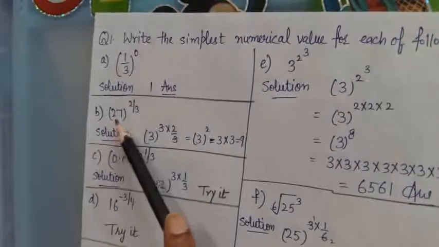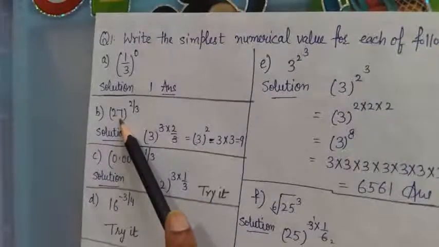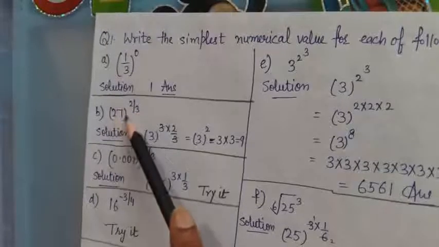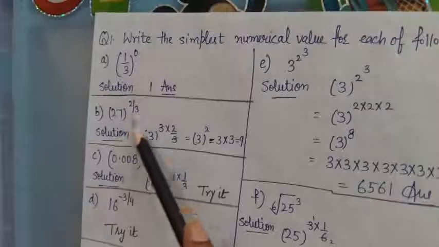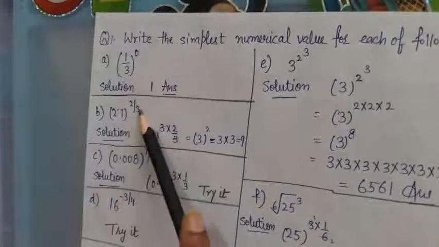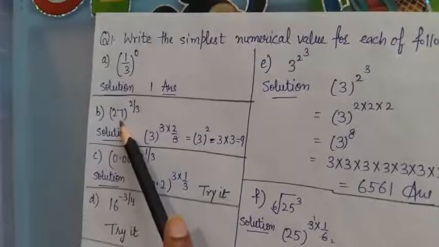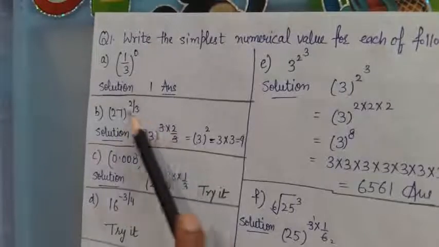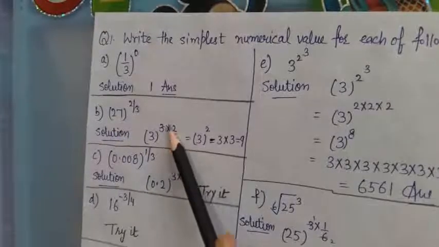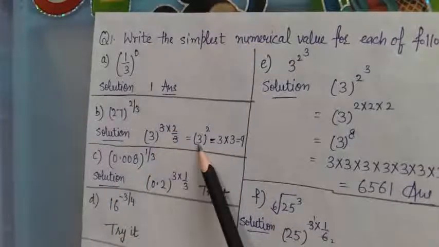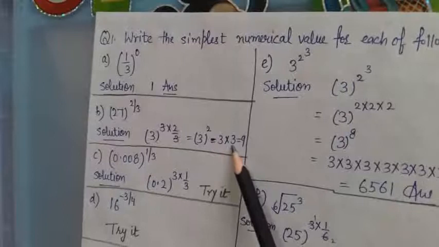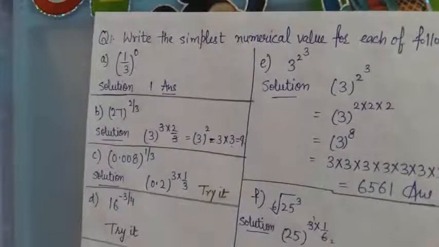Now B part, 27 raised to power 2/3. First of all, whenever you have 27 raised to power 2/3, if there is any perfect cube or square, then according to that you have to solve it. Now 3, it means you can make a cube. So 3 cubed into 2/3. So 3 and 3 over 3 will cancel out. So 3 squared will be left. Squared means you have to write it 2 times. So 3 into 3 is 9.